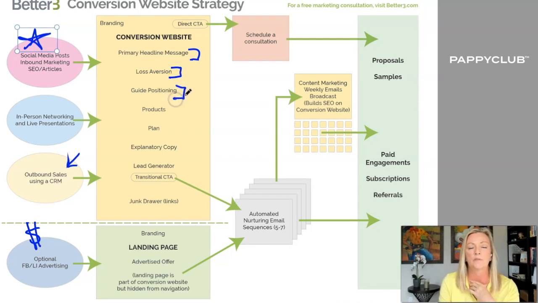Guide positioning, if you're following the StoryBrand model, positioning yourself as the guide as opposed to the hero is a much more powerful way to draw people in. And the story model is that your customer or client is always the hero. So this is where you basically say, hey, I'm here to guide you. Here's my expertise. This is why I'm so awesome at this. And that's where you may link to an about page, which is a separate part of your website.